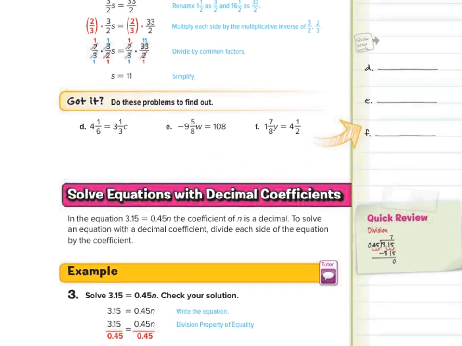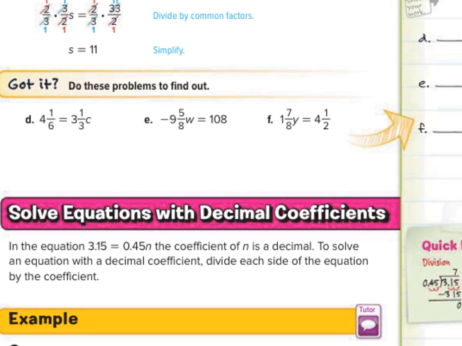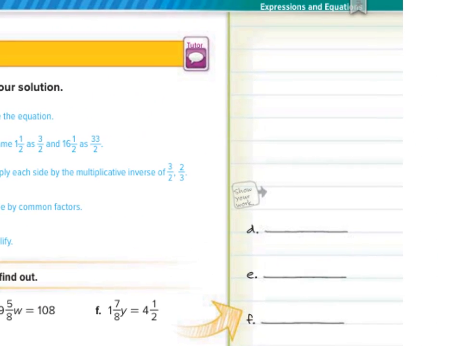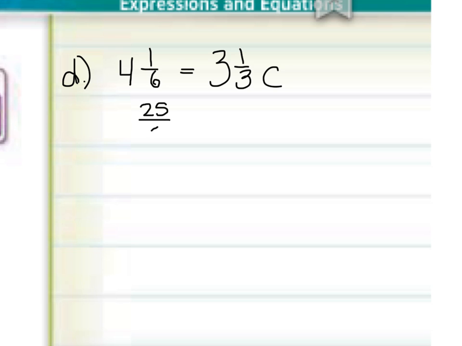Now there is a wrinkle to these, and that involves mixed numbers. And so if we look at example D, we'll come up to the top to solve example D. We have 4 1/6 equals 3 1/3 C. Now I would first rename both of these as improper fractions. 4 times 6 is 24, plus 1 is 25 sixths, equals 3 times 3 is 9, plus 1 is 10 thirds C.